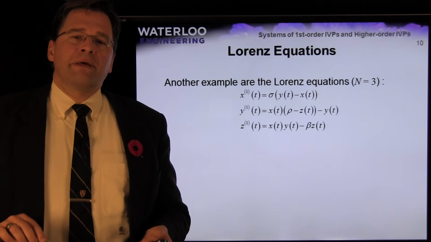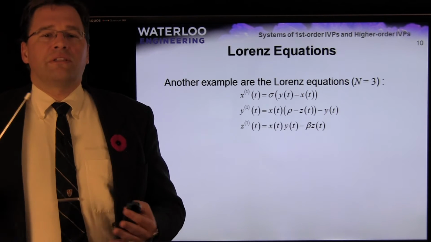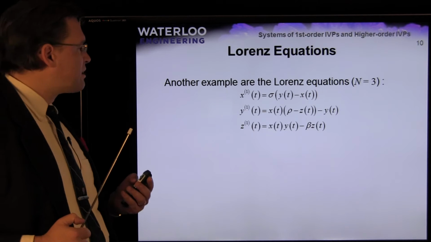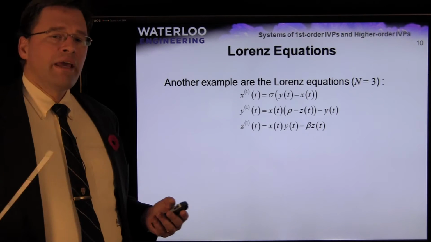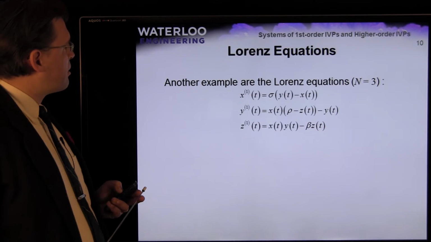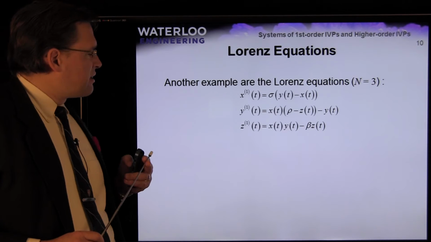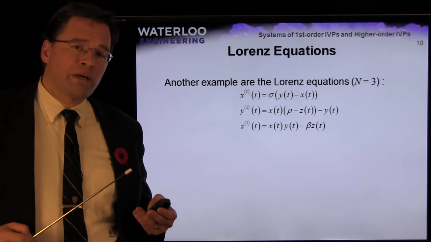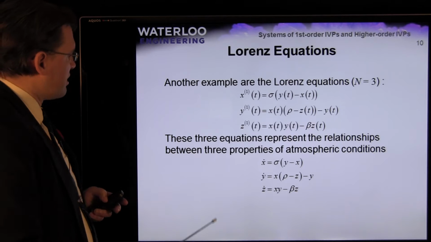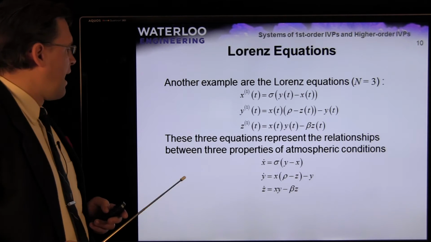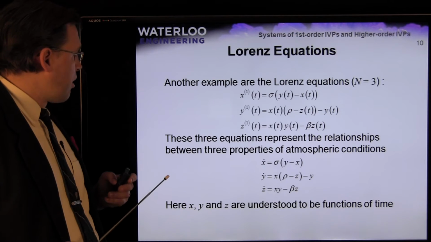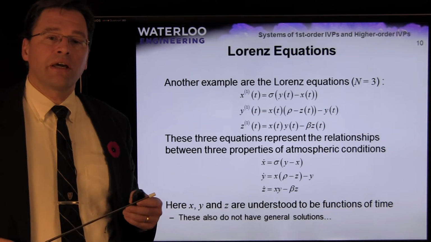Lorenz, when he came up with these many years ago, found that he could couple various relationships or rates of change in the atmosphere based on these equations. And so here we have n equals three coupled equations: x of t, y of t, and z of t. What these actually represent, you can look up if you wish. Now, these are atmospheric conditions. These are the actual relationships that he found. And all three of x, y, and z are functions of time.